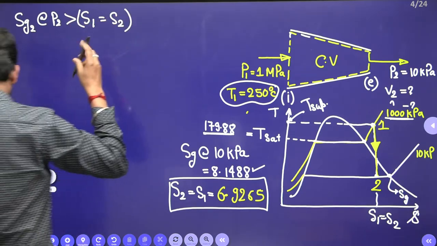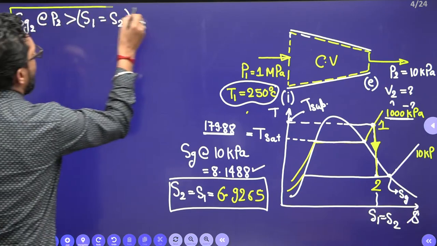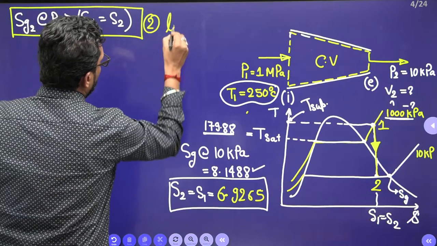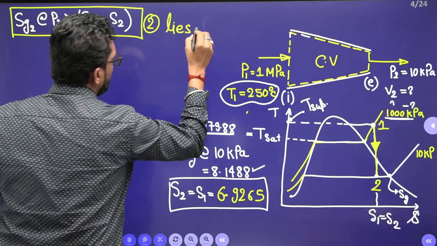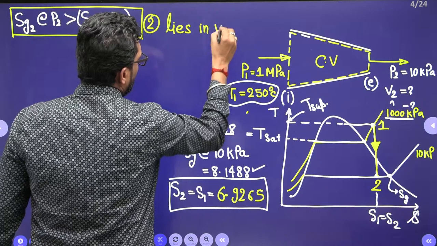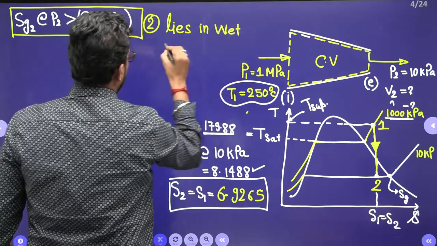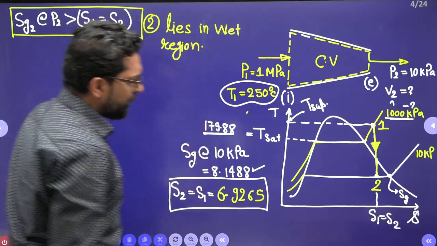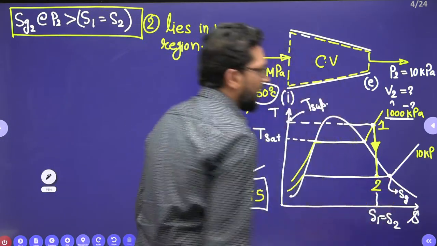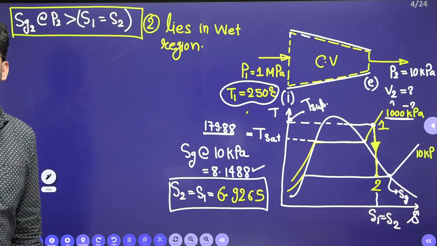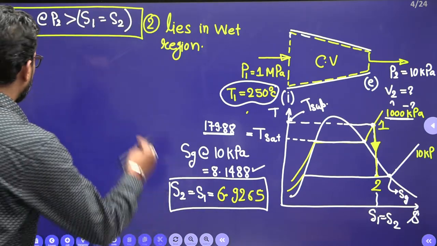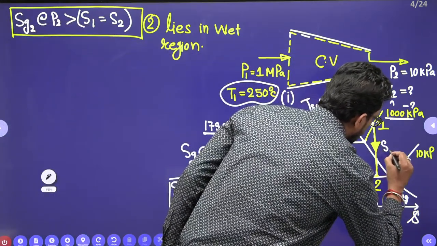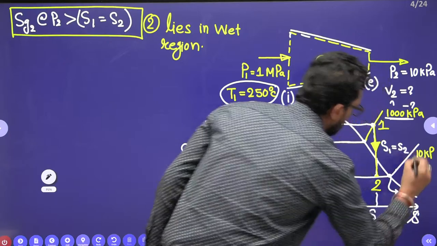That means point 2 lies in the wet region. So if it is in the wet region, what is the dryness fraction? First, we think, what is the dryness fraction? So how to calculate the dryness fraction at this point? This is your isentropic process, S1 is equal to S2.